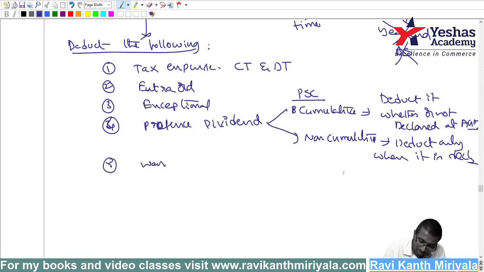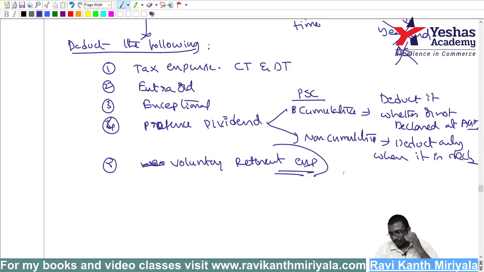Fifth one: voluntary retirement expenses. Sir, why are you saying voluntary retirement expenditure separately? There are two ways actually. Voluntary retirement, VRS basically, is not governed by Accounting Standard 26, so it might have been capitalized as per accounting standard. As per Ind AS, nothing doing, charge to P&L, irrespective of the amount. Some people must have taken it as a balance sheet item, deferred expenditure.